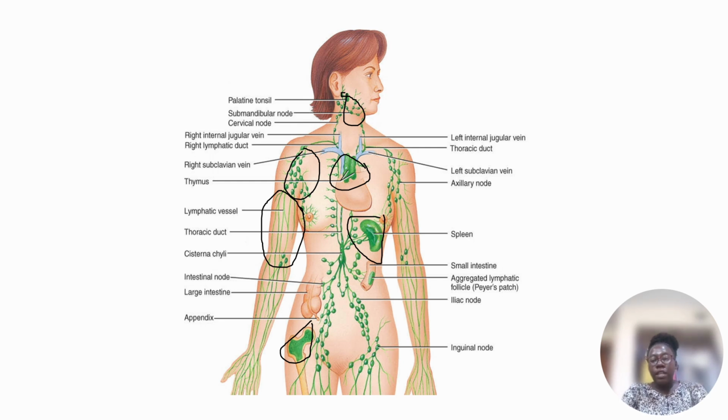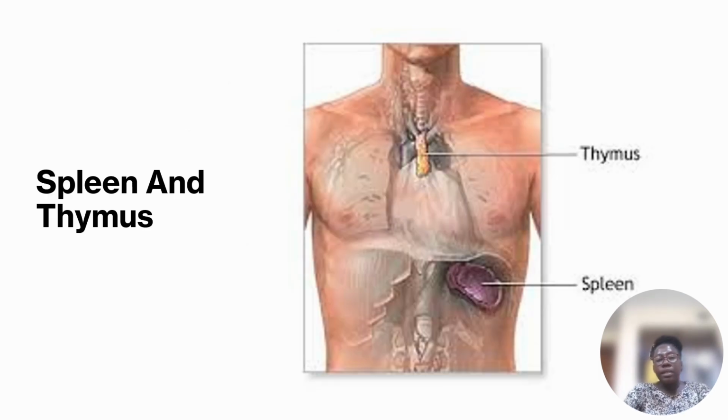All of those parts of the lymphatic system have a role. For example, the lymphatic vessels have the function of fluid recovery. The lymph nodes play a role in immunity, and we have the Peyer's patch, which has a role in lipid absorption. So, in the lymphatic system, we have the spleen and the thymus.